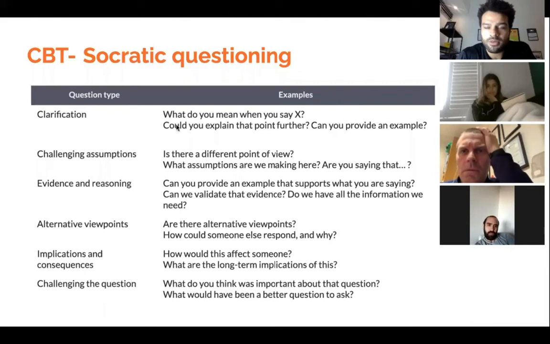Yeah, so these are common examples of Socratic questioning. What do you mean by that? Is there a different point of view? These are more specific for counseling. They might come up for you. They might be useful for you. Evidence is a big one.